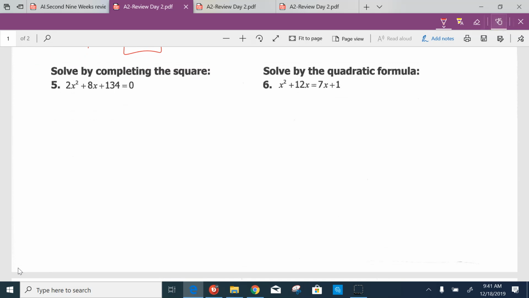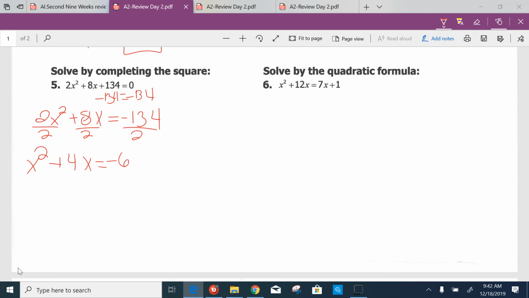This one was probably the least popular method, but kudos to those of you who like to use it. First of all, I am going to bring the 134 to the other side. So I'm going to subtract 134 from both sides, and I get 2x squared plus 8x on the left equals negative 134. Now I'm going to simplify everything. Everything's an even number, so I can divide it all by 2. Now I get x squared plus 4x equals negative 67.